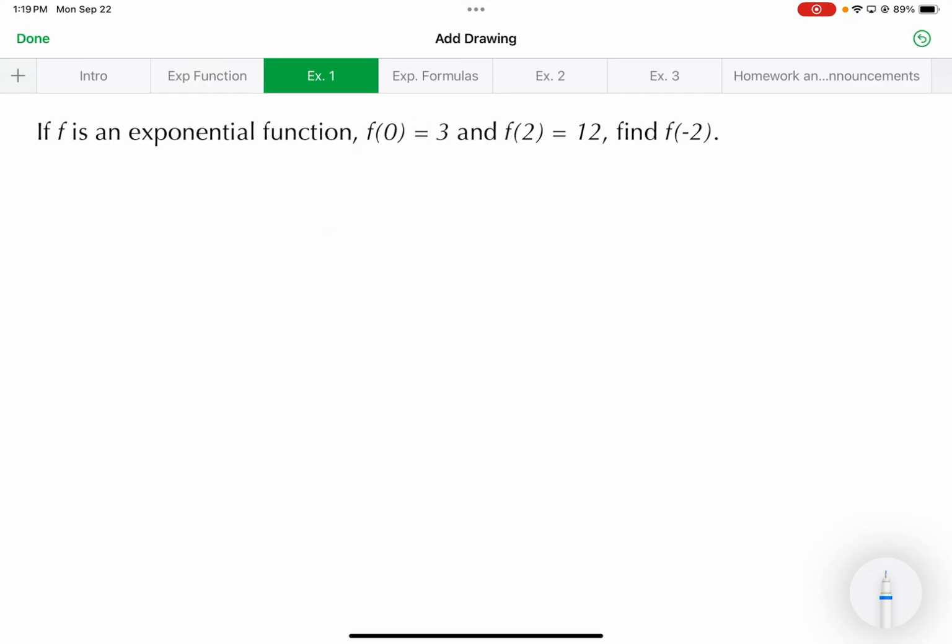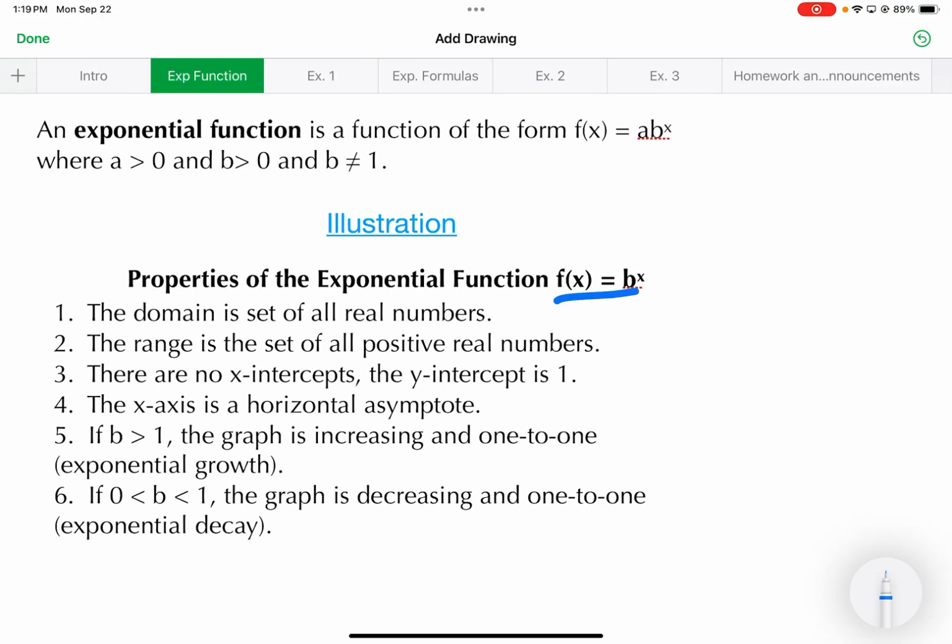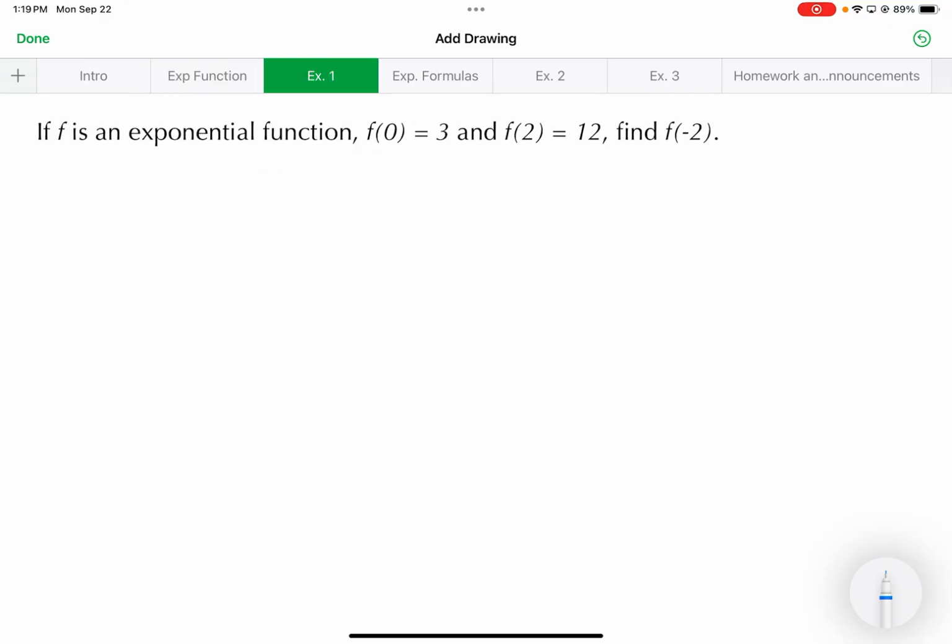All right, so let's consider f to be an exponential function, and then they gave us a bunch of values. It says f of 0 is 3 and f of 2 is 12. We would want to find what is f of negative 2. Okay? So best place to start is to look back and say, okay, well, f of x equals a times b to the x. Let's go ahead and write that model down. F of x equals a times b to the xth power.